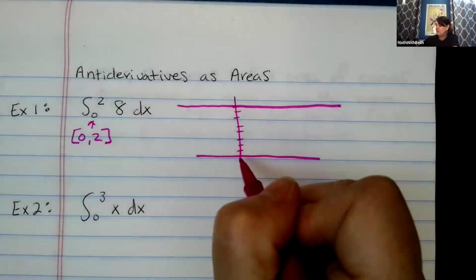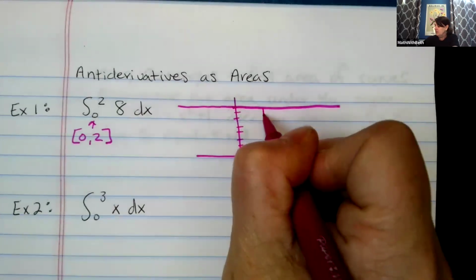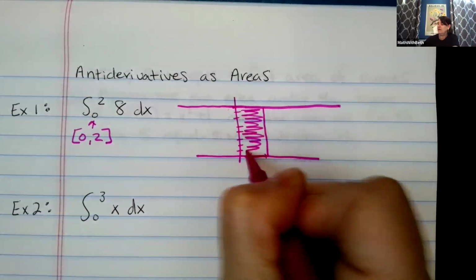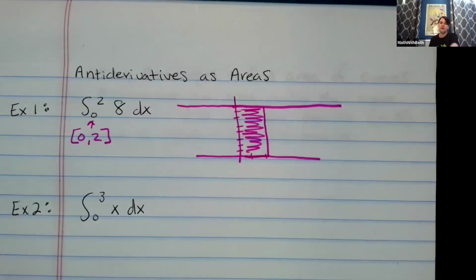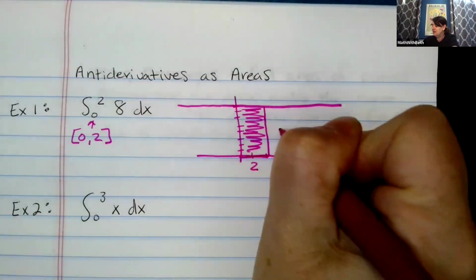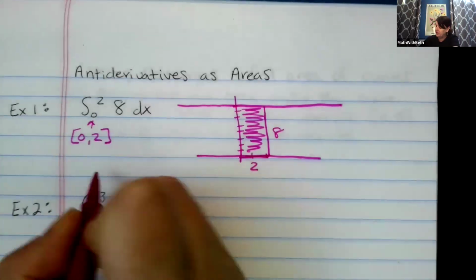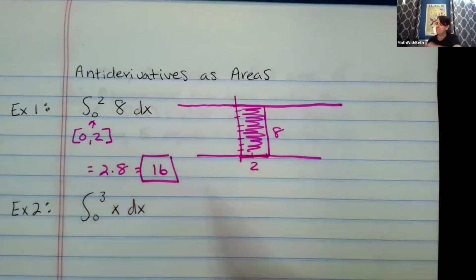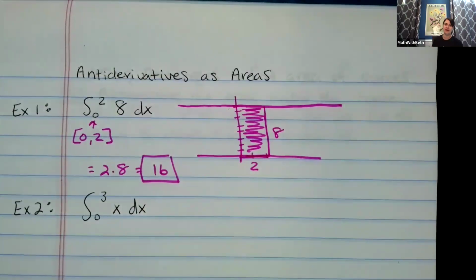But if we're only looking from 0 to 2, do you see that that cuts it off here and makes it a rectangle? To find the area of that rectangle, we just need to remember basic geometry. If this is 2 and this is 8, our area is going to be 2 times 8. That's it. Anytime you have a rectangle, you should be able to just do it with basic geometry.